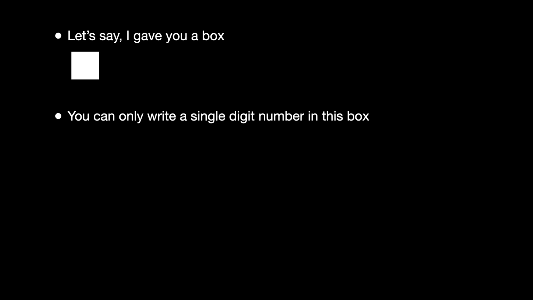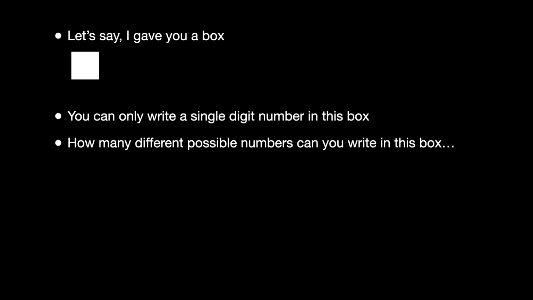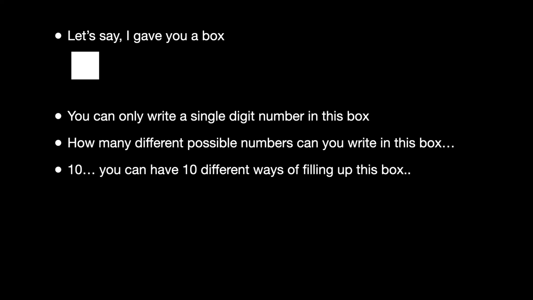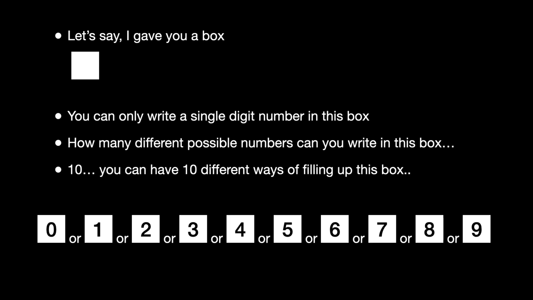So let's say I gave you a box. You can only write a single digit number in the box. How many different possible numbers can you write in the box? Give yourself a moment and think about it. Okay. 10, right? You can have 10 different ways of filling up this box. So each time you can either write a 0 or a 1 or a 2 or a 3, so on until 9. So one box, 10 different ways of filling up.